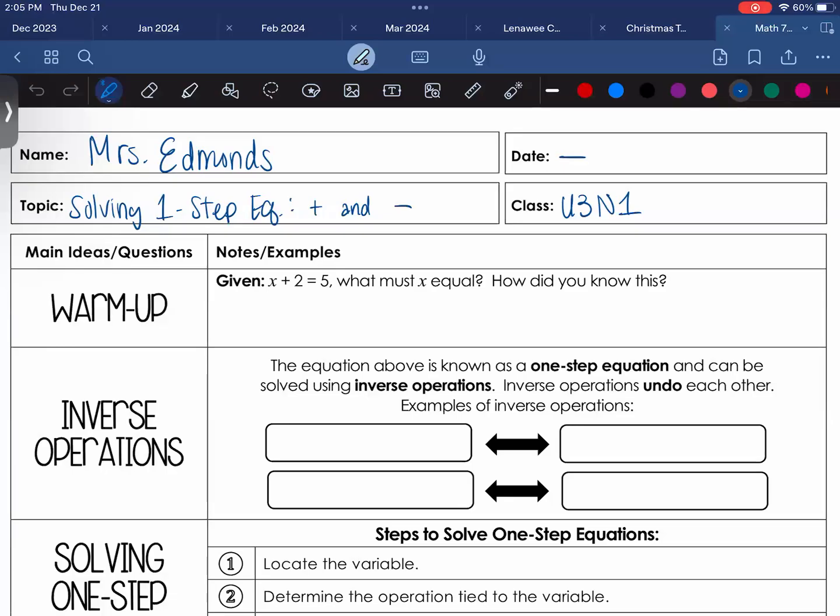All right, this is Unit 3, Notes 1. Go ahead and label that at the top. The topic is solving one-step equations, addition and subtraction.